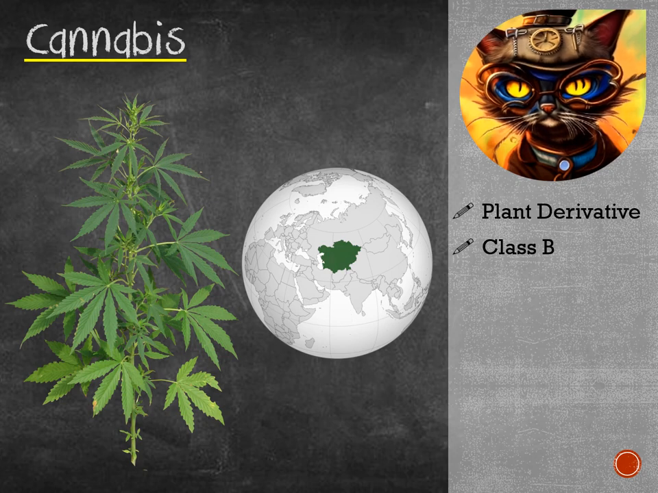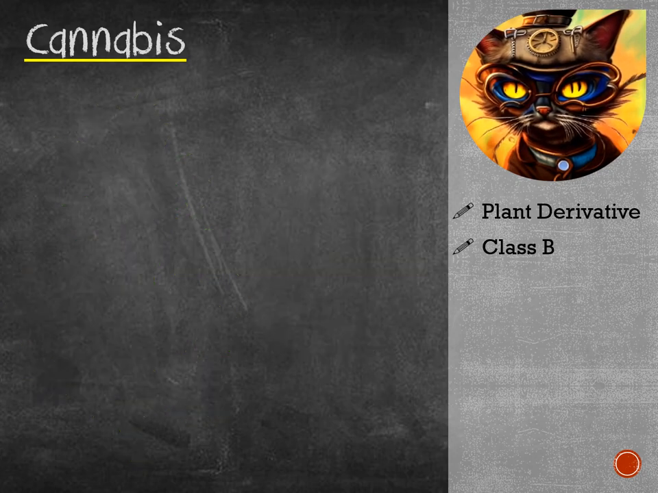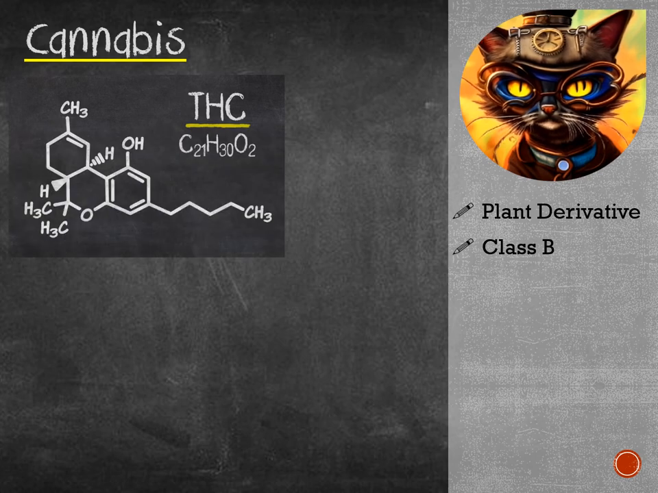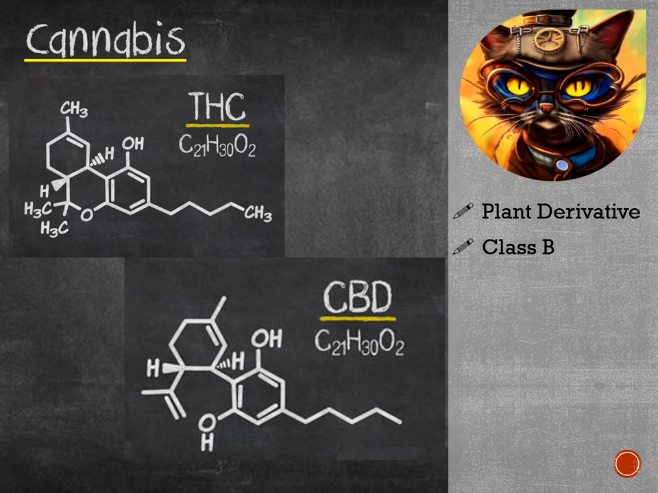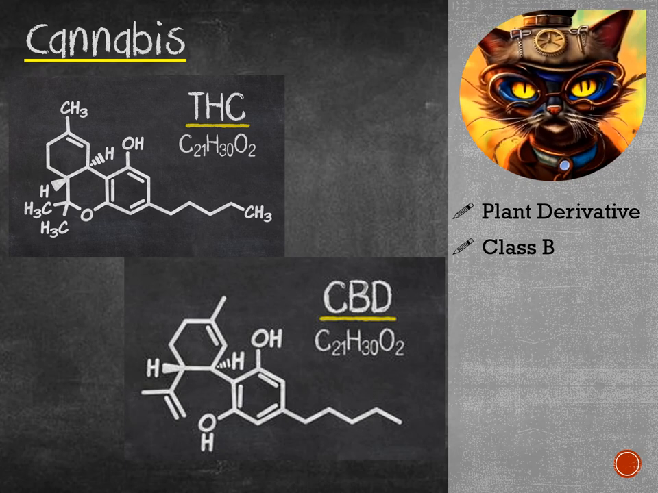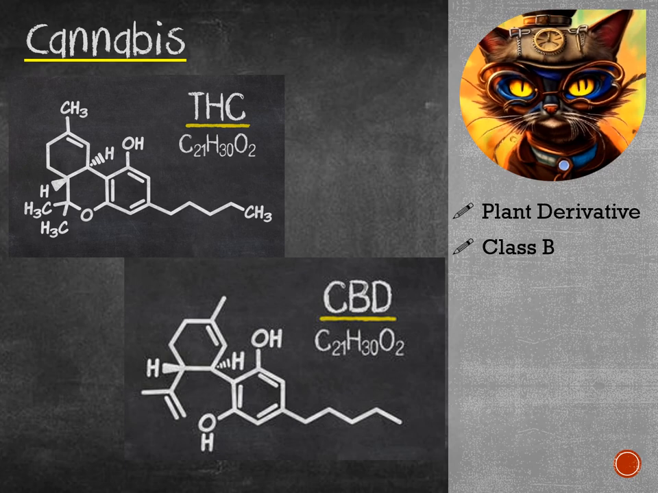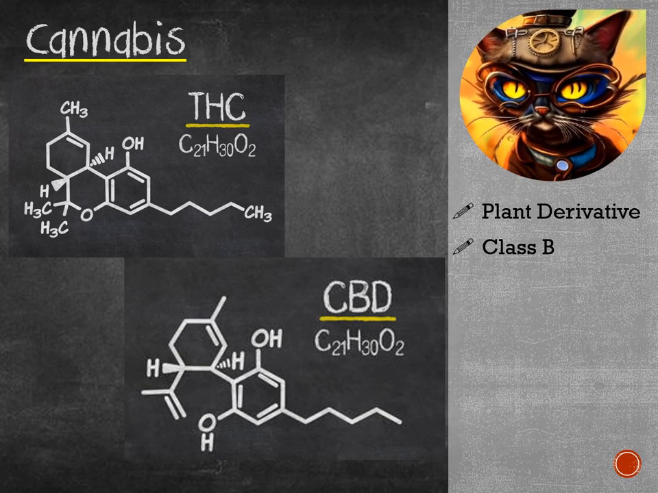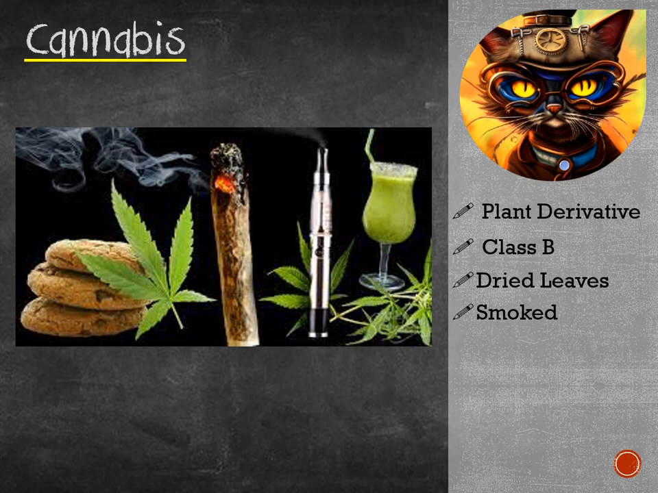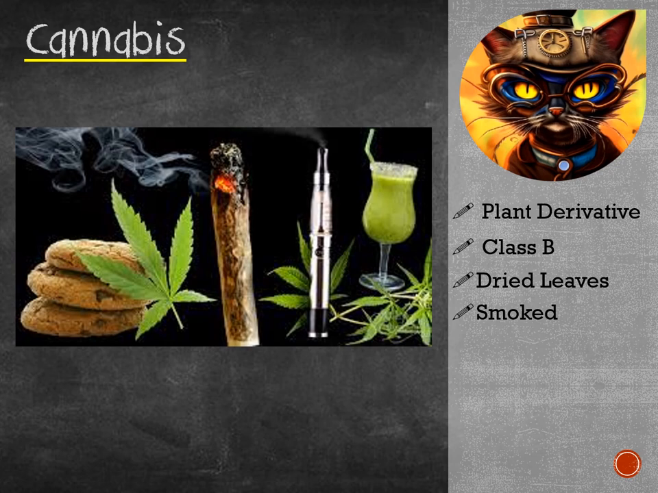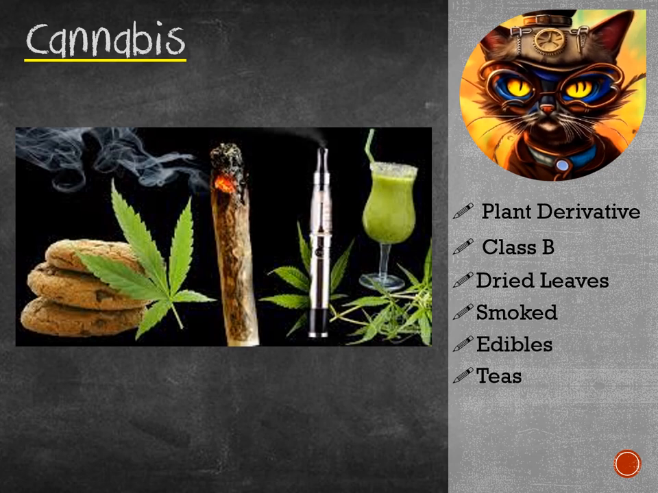Its psychoactive properties are primarily attributed to two key compounds, THC, tetrahydrocannabinol, and CBD, cannabidiol. THC is responsible for the euphoric high sensation, while CBD lacks the intoxicating effects but may offer potential therapeutic benefits. Cannabis is consumed through various methods. The most traditional method involves smoking the dried flowers or leaves of the plant, either rolled into joints or packed into pipes. More modern alternatives include vaporizing and edibles, infused with cannabinoids and ingested as food or beverages.